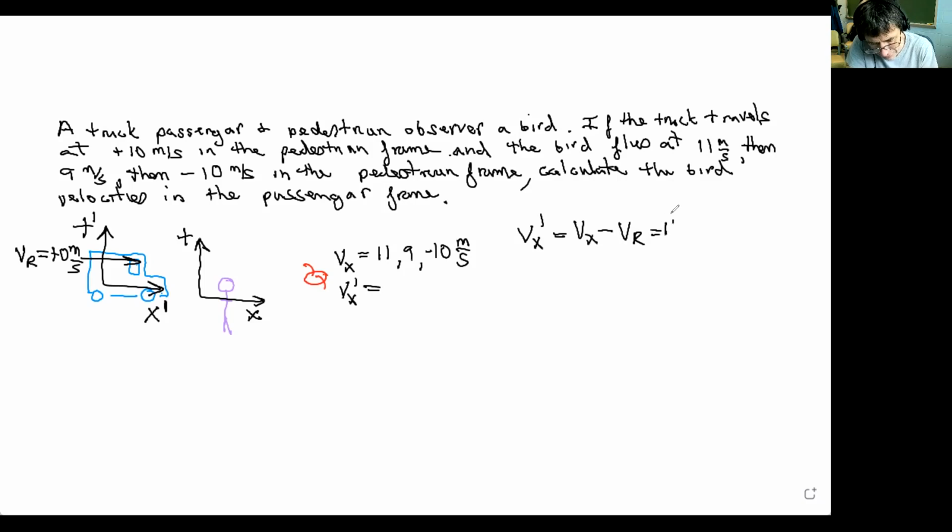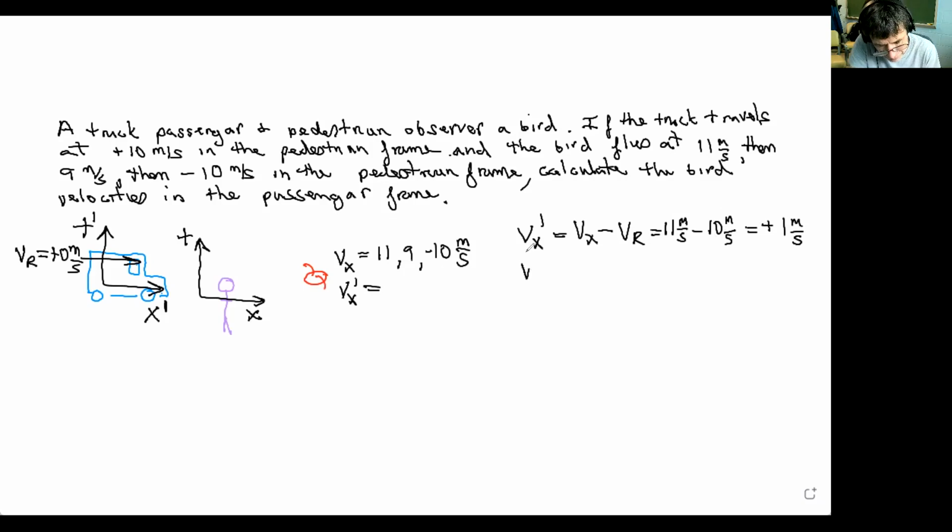I plug in the 11 meters per second of the bird in the pedestrian reference frame. I subtract off the motion of the truck reference frame in the pedestrian reference frame. And I calculate a velocity of the bird of 1 meter per second in the truck reference frame.